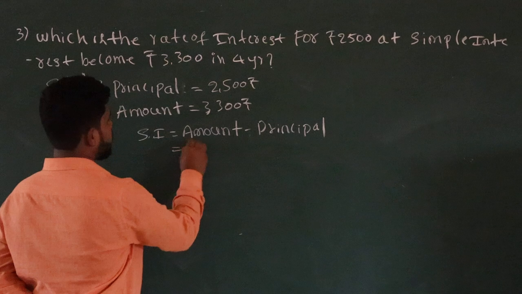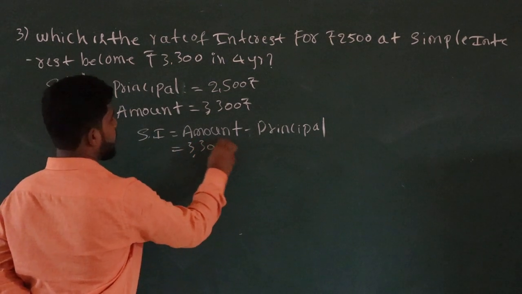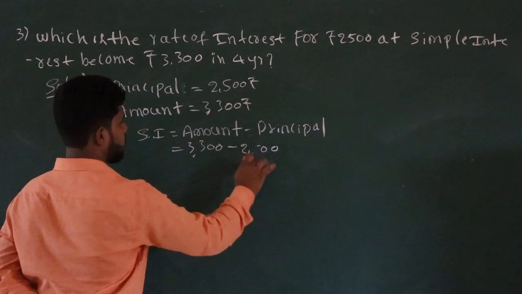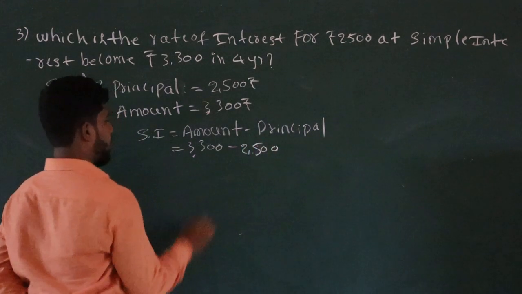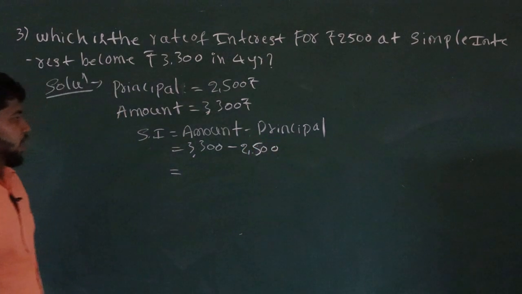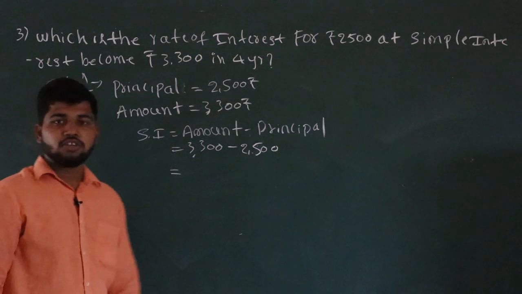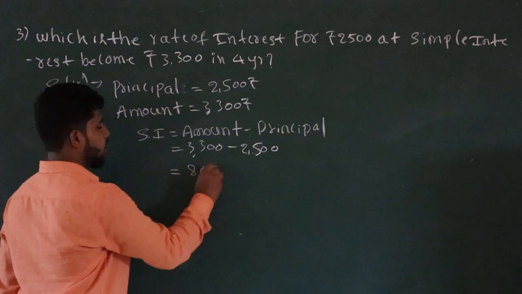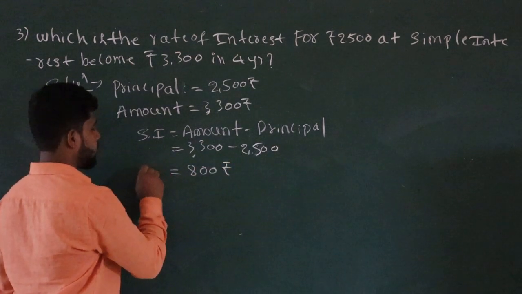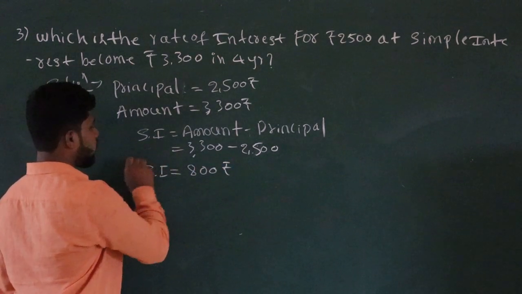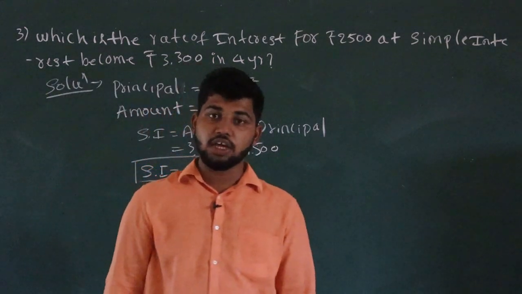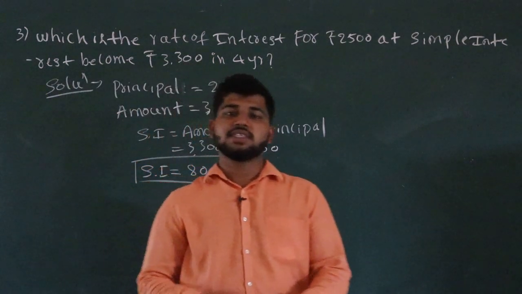Amount is equal to 3300 minus principal is equal to 2500. Now if you subtract 3300 minus 2500, you will get 800. You will get 800 rupees. Simple interest is equal to 800 rupees. We got the simple interest here. What is the simple interest we got here? 800 rupees.